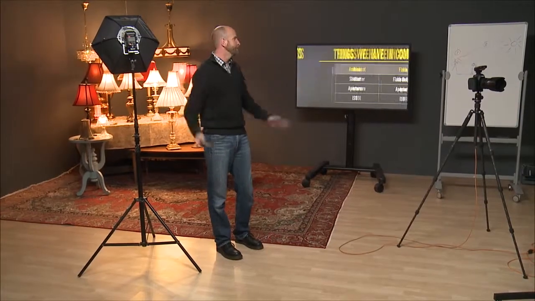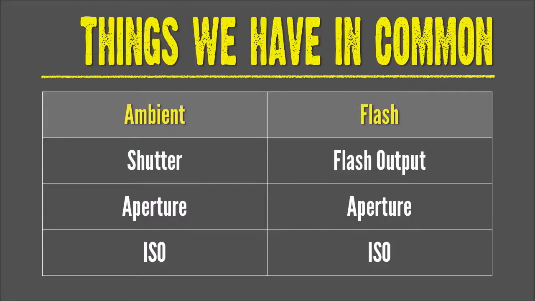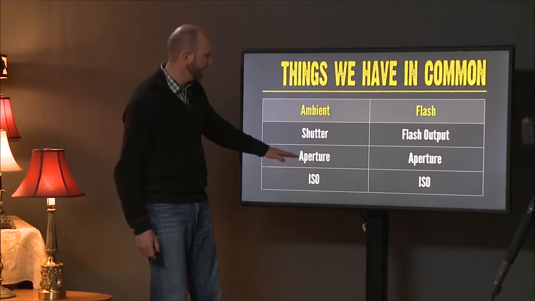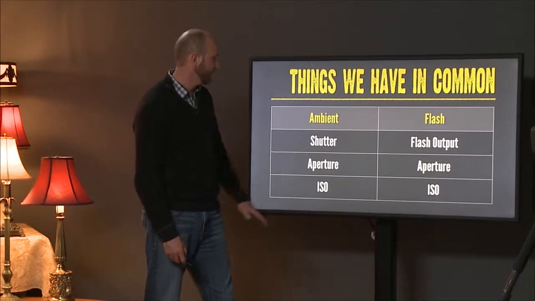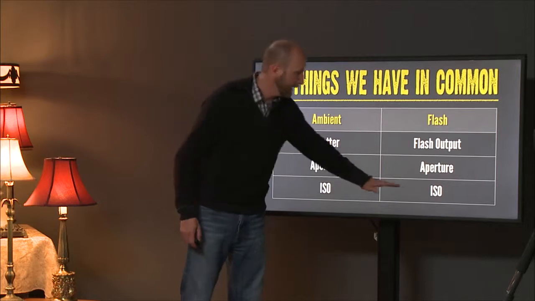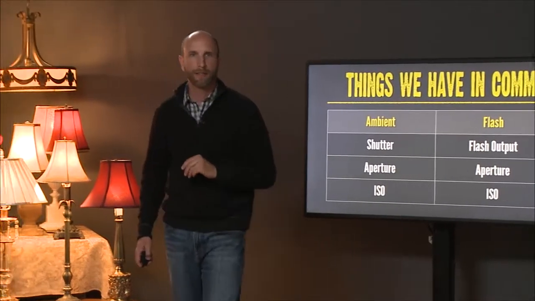Okay, so let's talk about a couple things that we have in common. Potato, bokeh, bouquet. There we go. All right, things we have in common. With ambient light, the shutter controls the duration of light. With a flash, the flash output controls the duration of light. With ambient light, aperture controls the quantity. It still controls the quantity in flash. With ambient light, ISO controls the sensitivity, and it also controls the sensitivity in a flash.